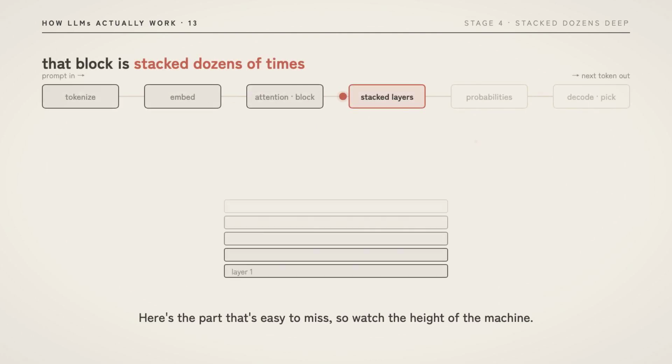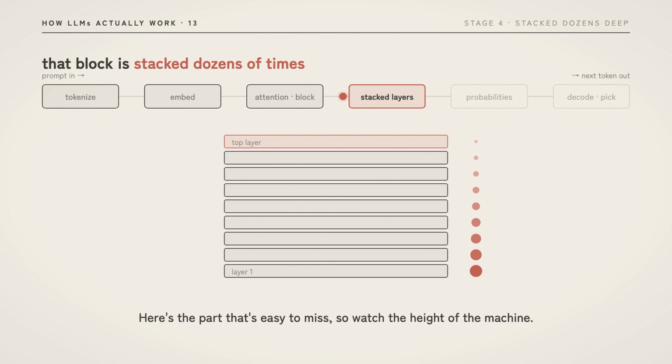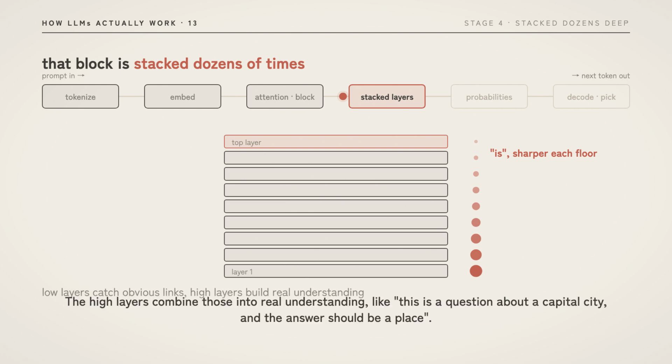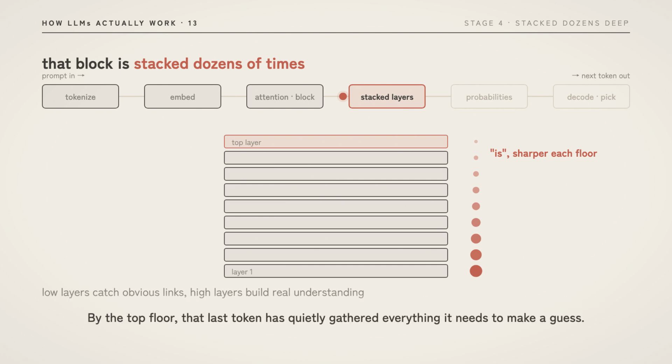Here is the part that's easy to miss, so watch the height of the machine. That block isn't run once. It's stacked dozens of times, one on top of the next. Your sentence flows up through every layer, and at each floor the meaning gets a little sharper. The low layers catch the obvious links, like which word points to which. The high layers combine those into real understanding, like this is a question about a capital city, and the answer should be a place. By the top floor, that last token has quietly gathered everything it needs to make a guess.